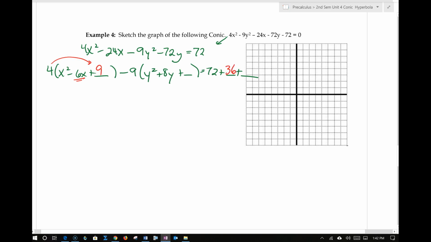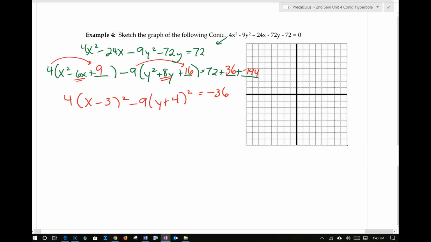And then do the same thing here. We take 8, divide it by 2, it's 4. 4 squared is 16. Then we have to do a negative 9 times 16. What's a negative 9 times 16 here? Should be negative 144. So we end up getting a negative 36 on the right. And then don't worry about this, it's going to take care of itself in a moment. We're going to go 4 times the quantity x minus 3 squared minus 9 times the quantity y plus 4 squared.